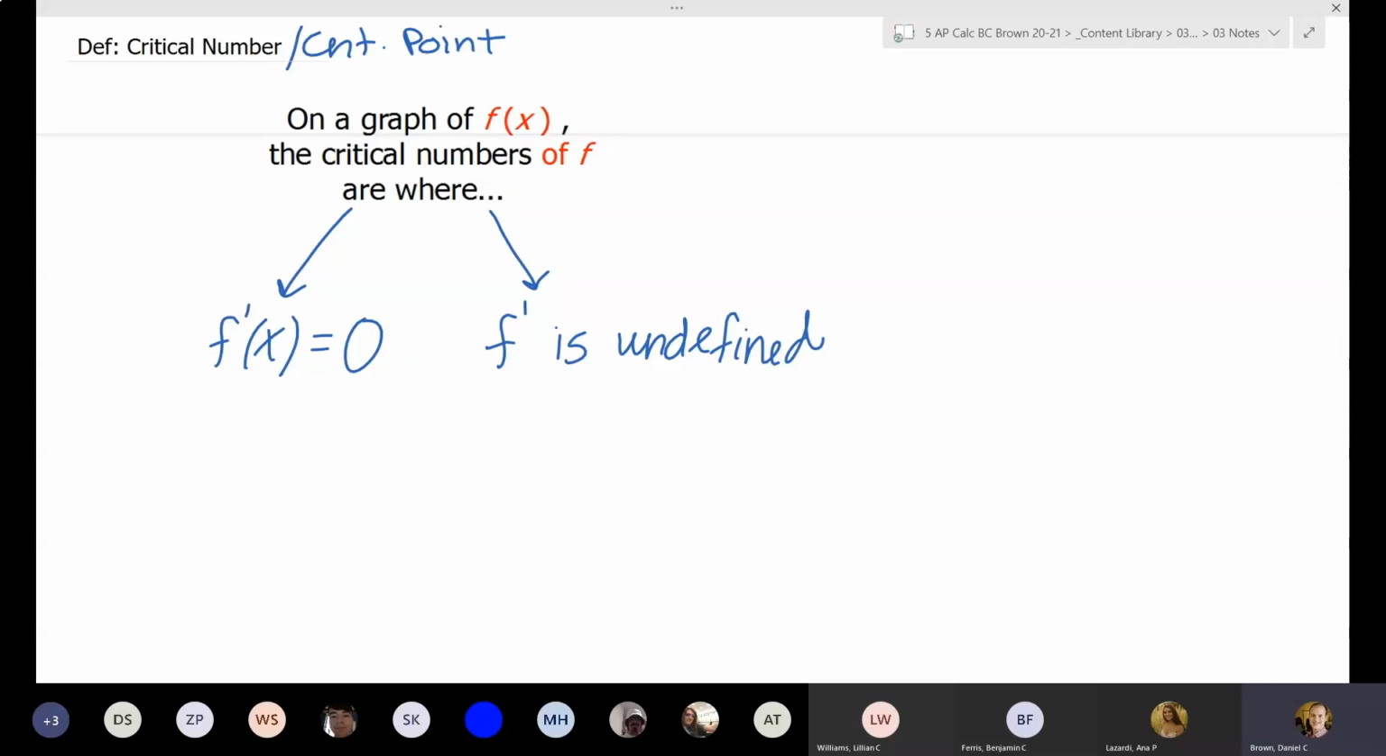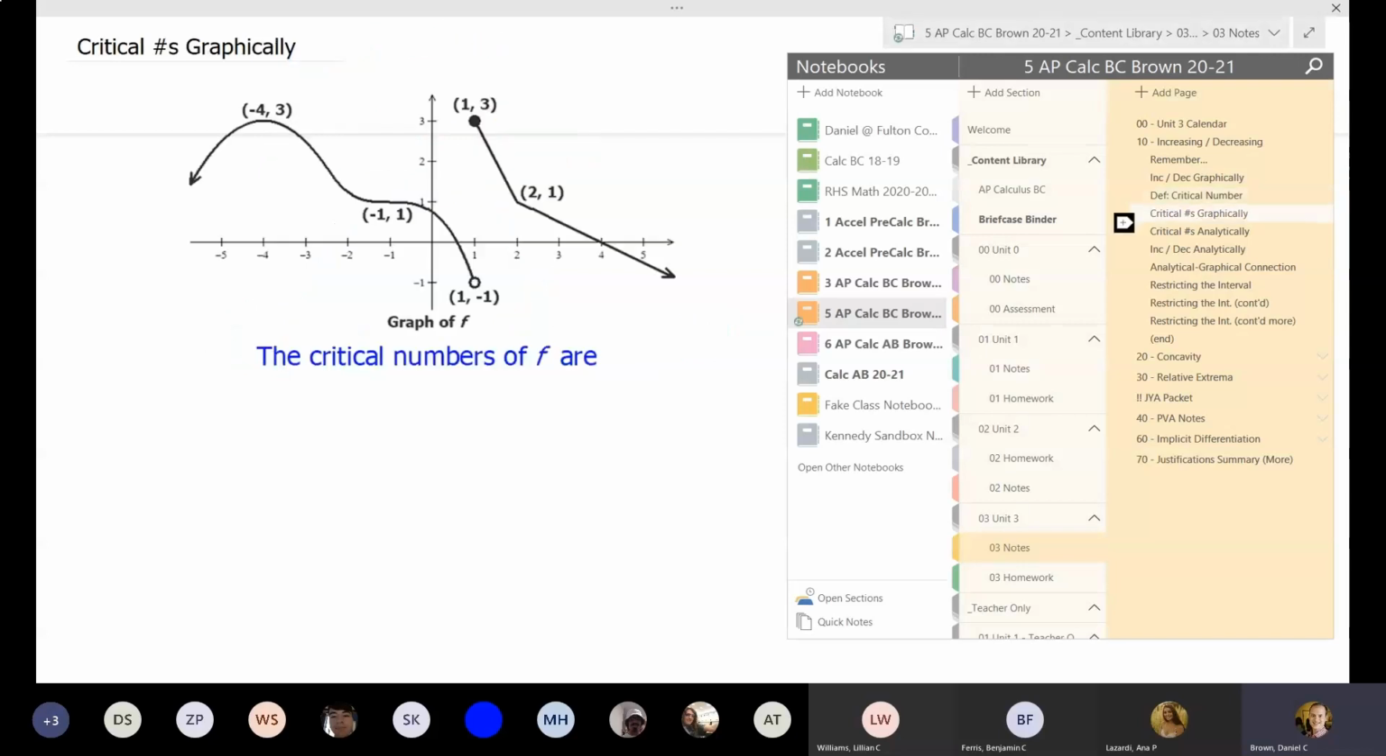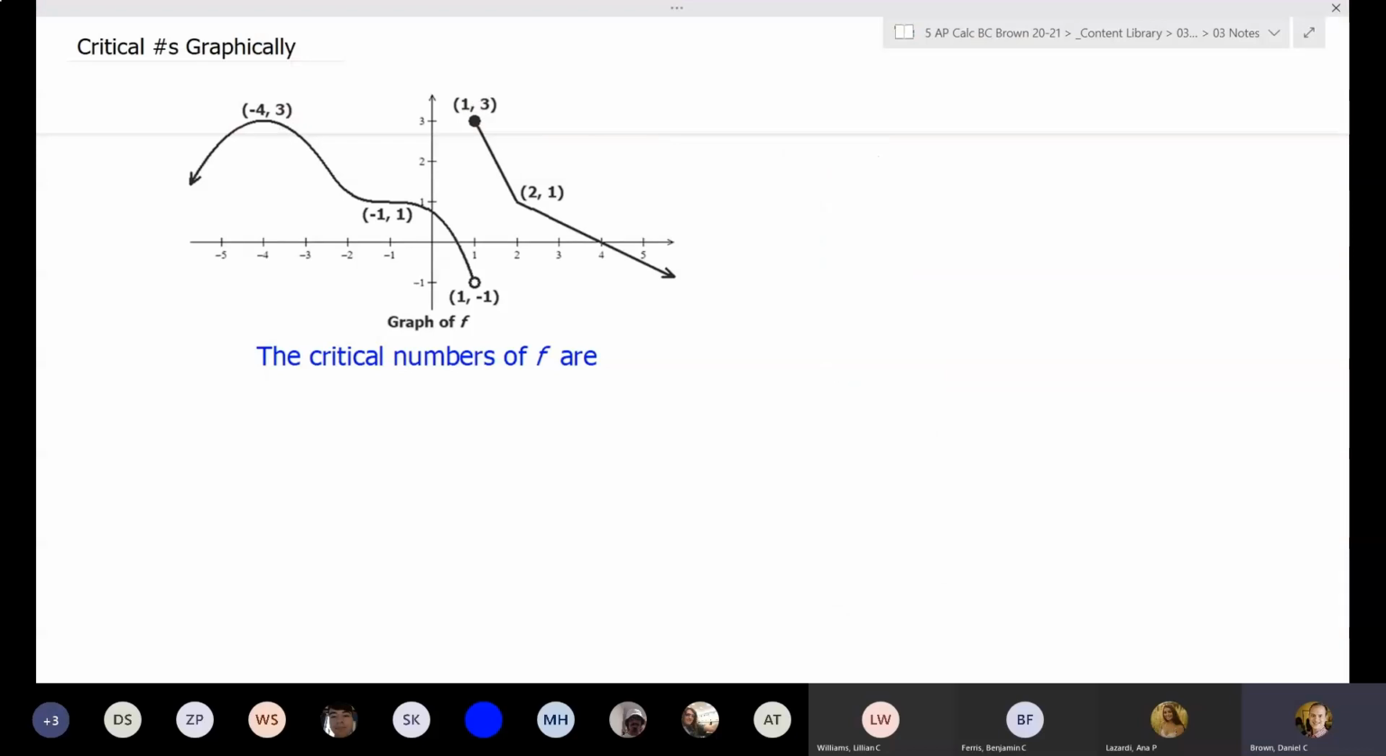We'll do this algebraically, but just so you can see it a little bit visually, here's that same graph that we did previously for the intervals of increasing and decreasing. The critical points for this one we often define by the x-coordinate. We have two horizontal tangents at x is equal to -4 and -1. We also have two places where the derivative is undefined. The derivative is undefined at 1 because it's a discontinuity. The derivative is also undefined at 2 because that is a cusp on the graph.